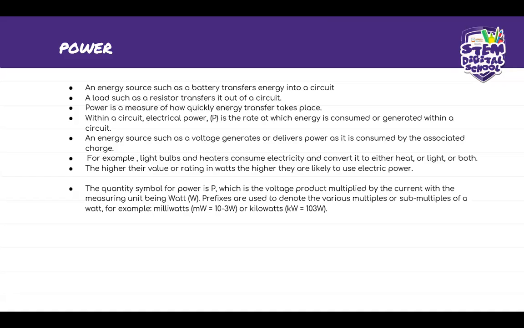So that's what electrical power is. The quantity for power is P, which is voltage multiplied by current, and it is measured in watts. Prefixes are used to denote the various multiples and submultiples of the watt, for example, milliwatt is mW. Luckily for you, you will not have calculations for these modules, so you won't have to worry about the conversion.